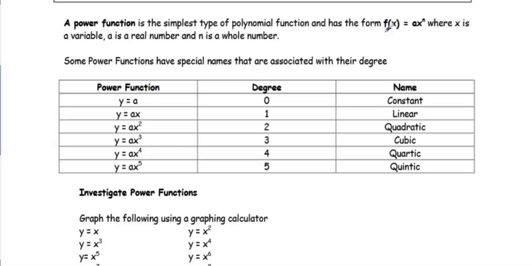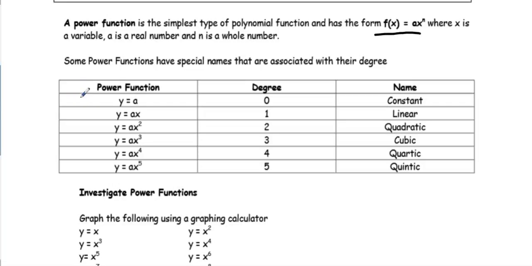Okay. So it has the form f of x equals ax to the n. So that just means that you can have a number in front of the x. You can have any whole number exponent here. So it can't be a half because that would be a square root function. It can't be -1. That would make it something completely different as well. It's just a nice whole number for n here.